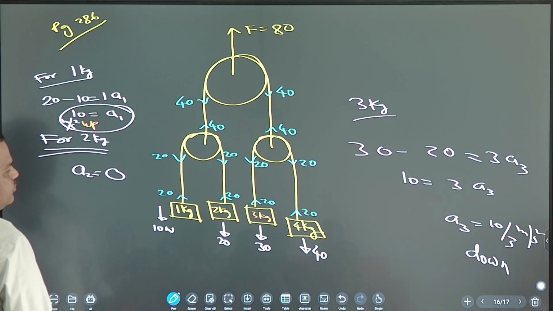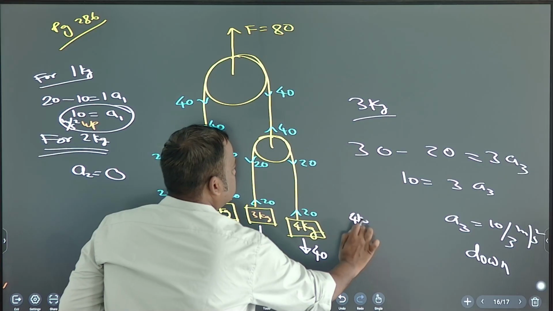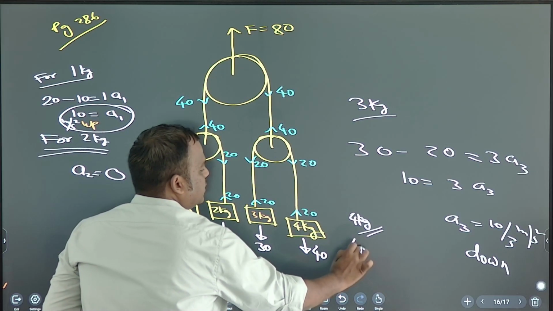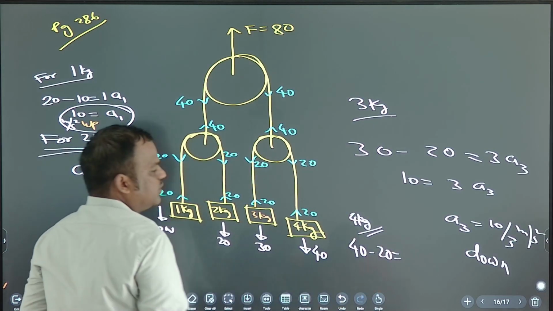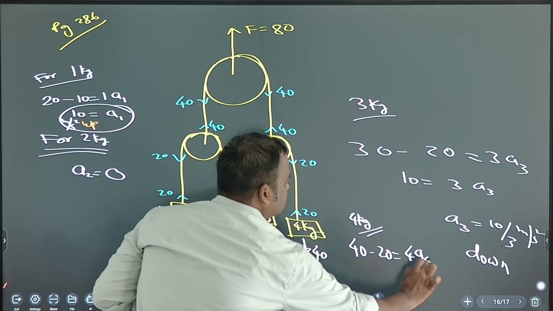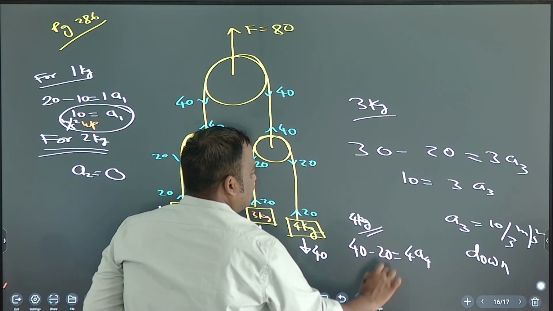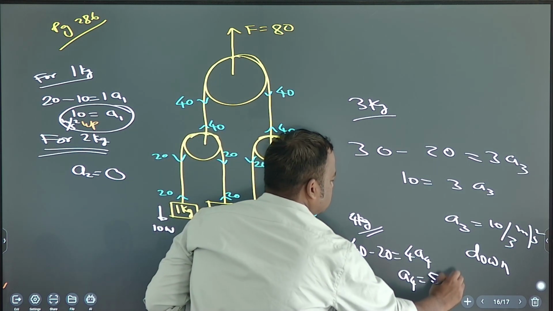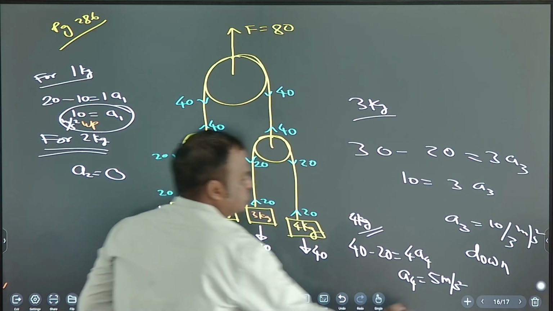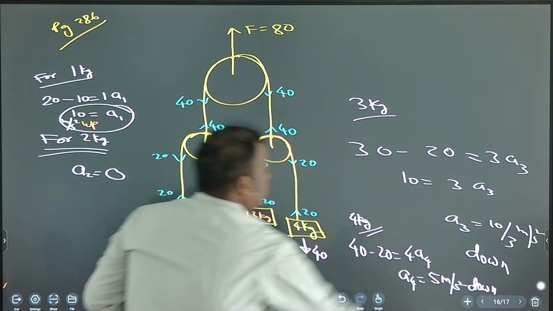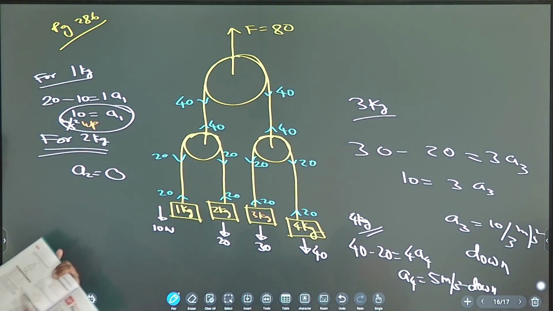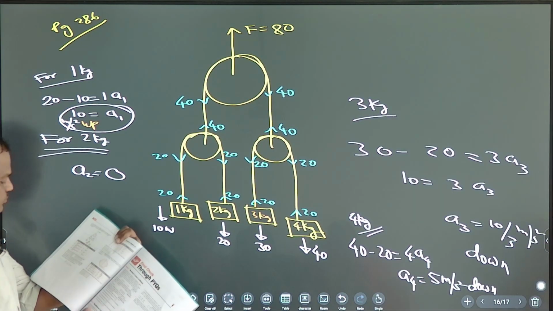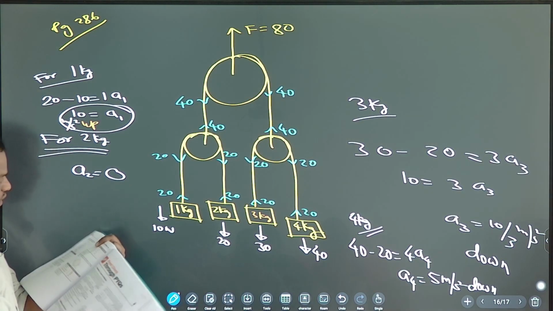And last, 4 kg. Upward 20, downward 40. So what do you write? 40 minus 20 is equal to 4A4. So 20 is equal to 4A4. So what is A4? 5. Downward. Okay. So columns are there, these values are there. Column 1, column 2. You can match it. Clear?